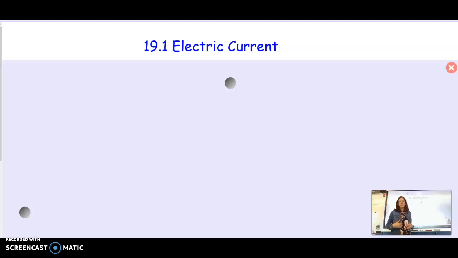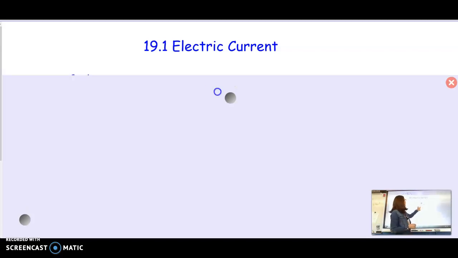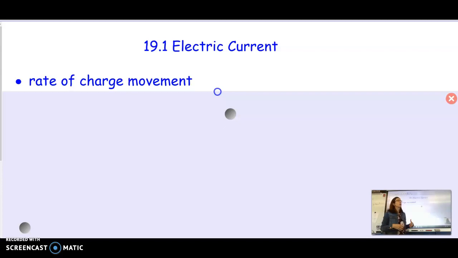Okay, so this lesson is going to be an introduction to electric current. And electric current is the rate at which charges are moving. So we can very much parallel this with water current. If we look outside and we watch the river go by, we can see how much water is going by a second. If that amount of water increases, we would say that it's a bigger current or stronger current.